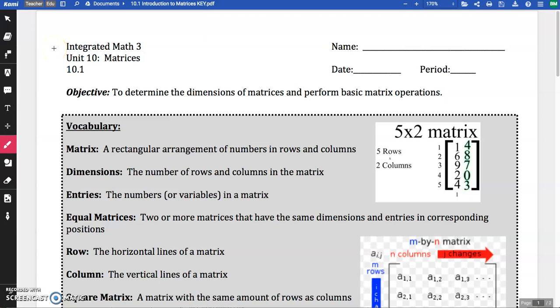Hi you guys, today we're doing 10.1. We're looking at our next unit here. It's a very short unit and it's typically on the easier side for a lot of students, so hopefully it goes well for you.